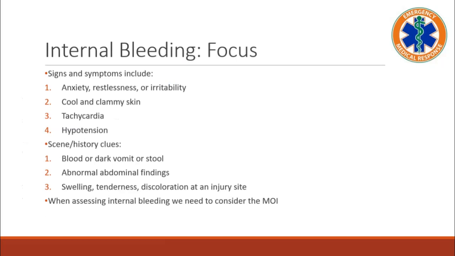When we look at internal bleeding, we have some different signs and symptoms, including anxiety, restlessness, irritability, again, the cool, clammy skin, tachycardia, hypotension. But then here we have to look a little more towards our scene or medical history clues, whether they have blood in the stool, dark vomit, stuff like that. Abnormal abdominal findings, anything like swelling or tenderness. And pretty much we need to be able to consider the mechanism of injury and kind of think to ourselves whether or not internal bleeding would be likely, possible, things like that.